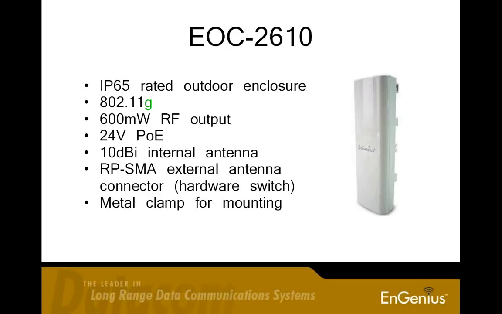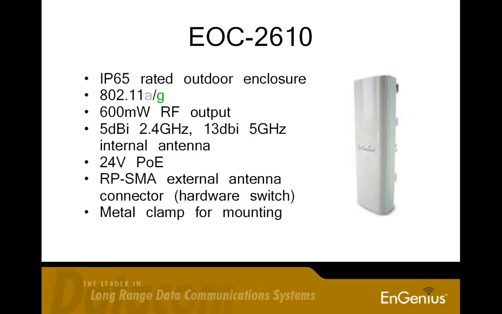Here are some of the specs for the EOC 2610. It has an IP65 rated outdoor enclosure. As mentioned, it is an 802.11g device. It has up to 600 milliwatts RF output power. It comes with its own 24 volt power over Ethernet injector. It has an integrated 10 dBi internal antenna with an option to use an external antenna via an RP-SMA connector. It also comes with a metal clamp for mounting onto a mast.